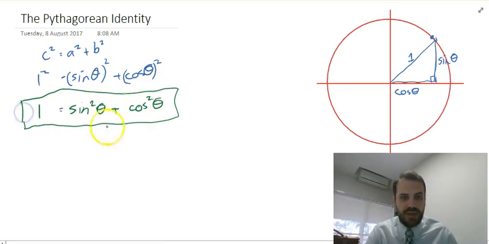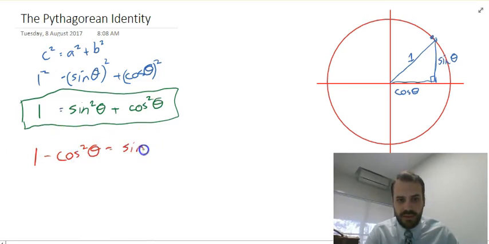This is the important part. That's your Pythagorean identity, and you can use it in obviously three different ways. If you see the number 1, in anything, you can replace it with sine squared theta plus cos squared theta, or sine theta squared plus cos theta squared. If you see, let's rearrange this, if you see 1 minus cos squared theta, you could replace it with sine squared theta. And similarly, if you see 1 minus sine squared theta, you could replace it with cos squared theta.